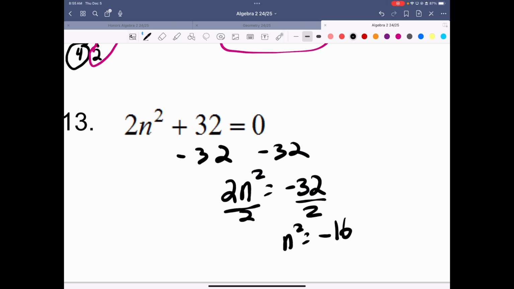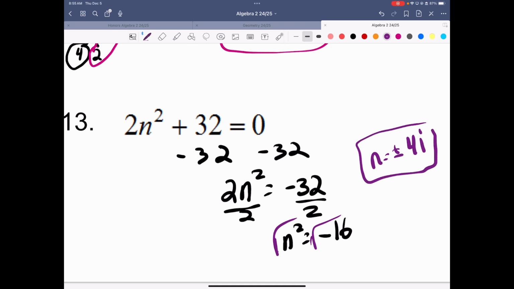They hurt. So n squared equals negative 16. Take the square root of both sides. So n is equal to plus or minus the square root of 16, which is 4. It's negative, so i.